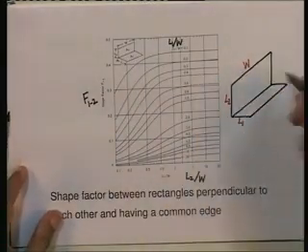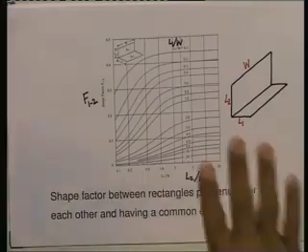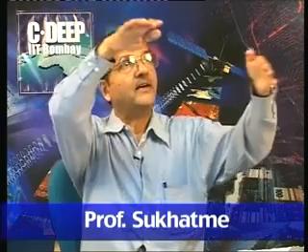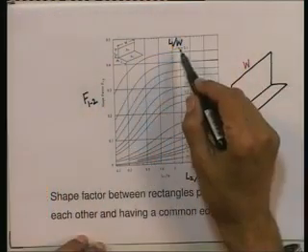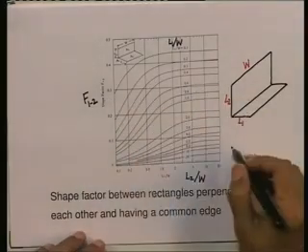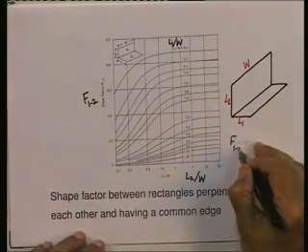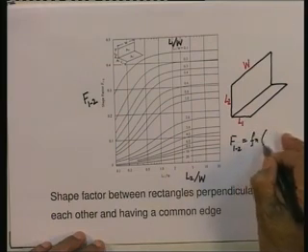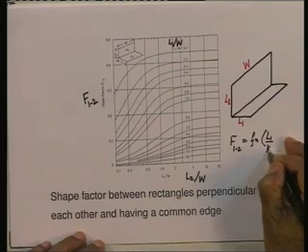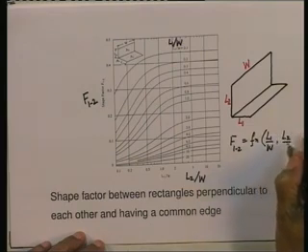Given a particular situation, say this could be the floor of this room and one of the side walls, or the ceiling of this room and one of the side walls. There are two situations of two rectangles at right angles to each other with a common edge, could be any one of these. Now, if you have to do a radiant heat exchange calculation, calculate L2 by W, calculate L1 by W, and then from this graph read off the value of f1 to 2. So, f1 to 2 is a function of L1 by W and L2 by W.